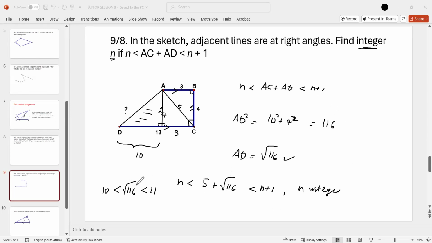So now all I have to do is to add 5 to both things. And I get 5 plus the square root of 116, because this is the quantity I'm looking for. When I add 5 to 10, I get this. When I add 5 to this, if I increase all these numbers by 5, the inequality still remains the same. So you get 5 plus 10, 5 plus this. Now you can see that this quantity lies between 15 and 16. Right? And these are the two consecutive numbers. So N is 15.